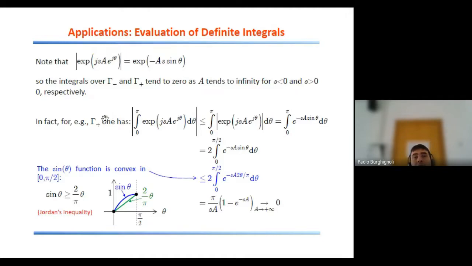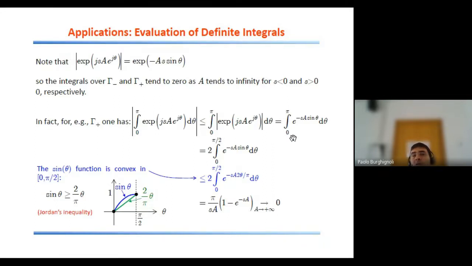To see that, consider, for example, gamma plus. For gamma minus, it's the same. Let us try to find an upper bound for the absolute value of the integral along gamma plus. First of all, the absolute value of the integral is less or equal to the integral of the absolute value. So that's the integral of e to minus s a sine theta, which is the result I was mentioning on top of this slide.